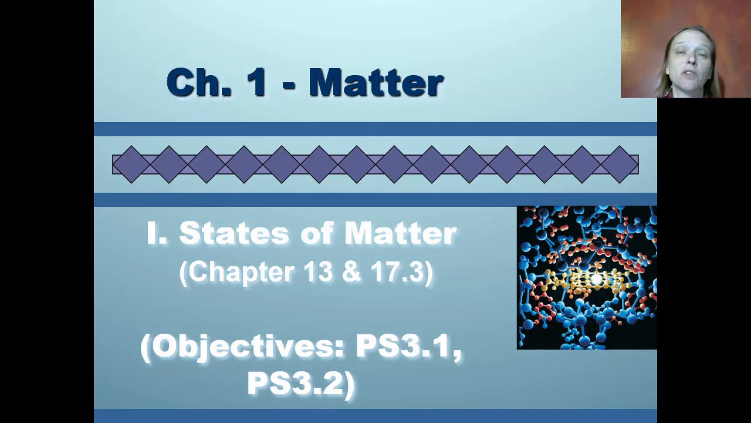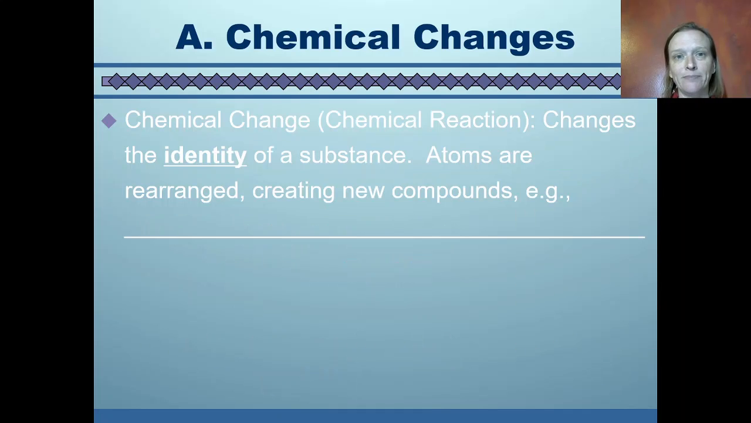Hi folks, we're starting a new unit about chemical reactions, but before we talk about chemical reactions, we need to talk about matter and energy in general, and that's what we're going to do today. As a refresher, we talked about this before in Module 1, but chemical changes are changes that change the identity of a substance, changes what the substance is. So atoms are somehow rearranged, old bonds are broken, new bonds are formed to create new compounds.